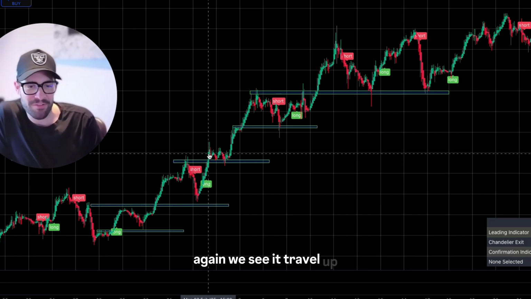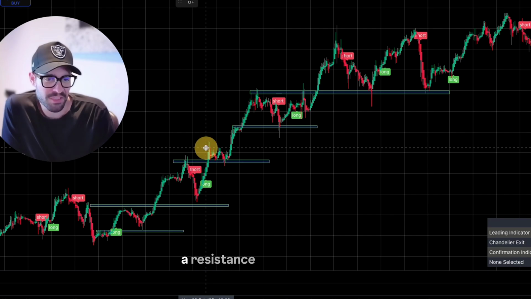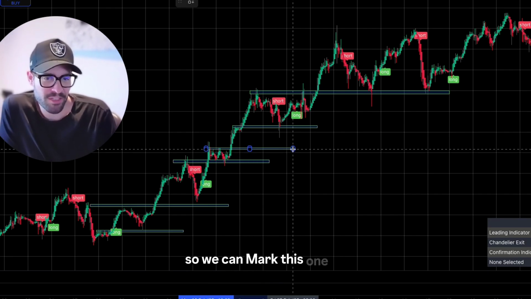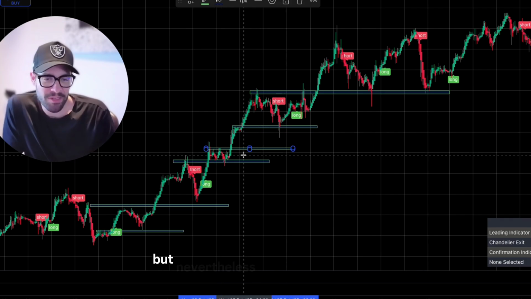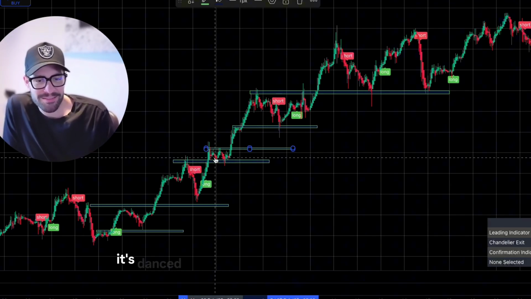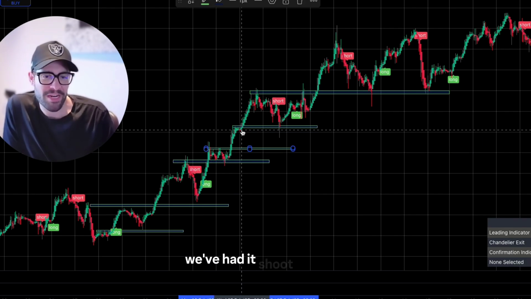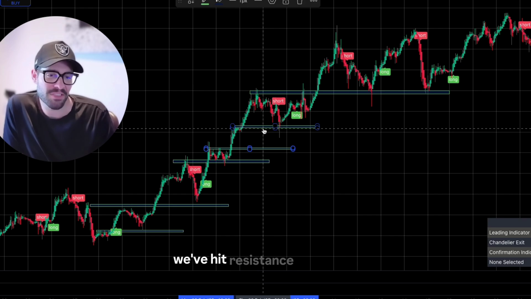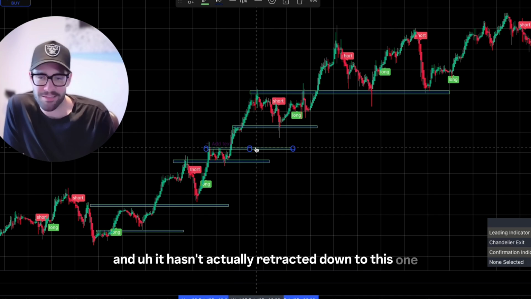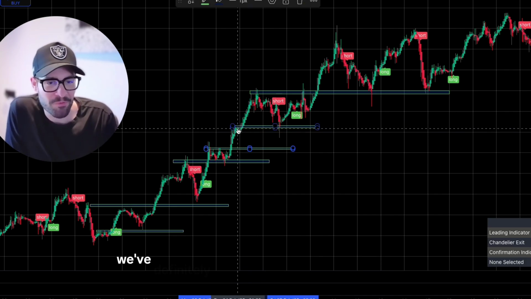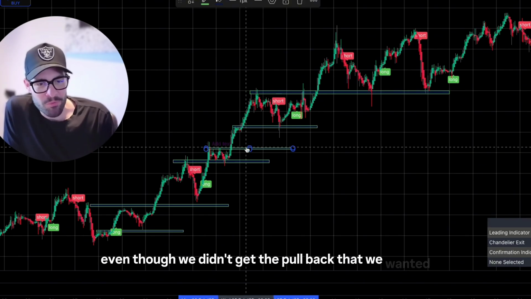Again, we see it travel up, we've hit consolidation. This is definitely a resistance level right here, so we can mark this one up. We never actually came back down to reach it, but nevertheless it's come back down. It's danced along, we've got a double bottom there. It's danced along this new support line. We've had it shoot up. Again, we've hit resistance right here, and it hasn't actually retracted down to this one in the end. But you can see that we've definitely hit some kind of a limit right there. Even though we didn't get the pullback that we wanted, it doesn't matter.